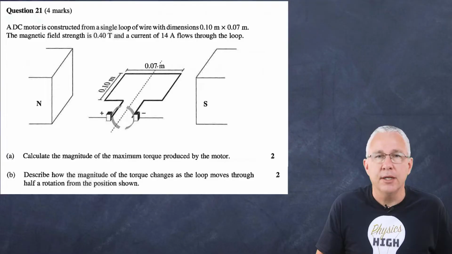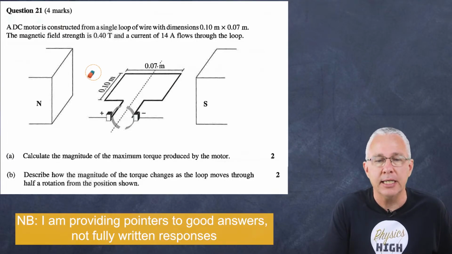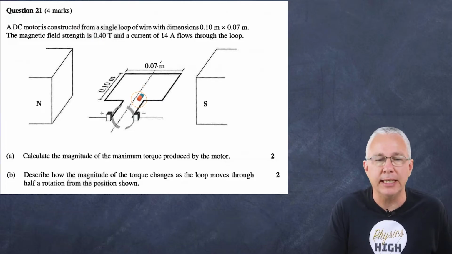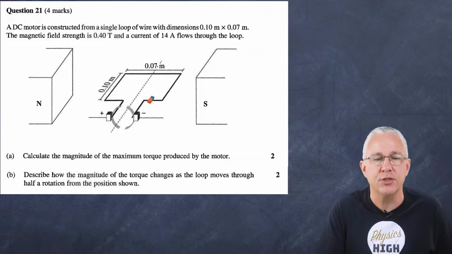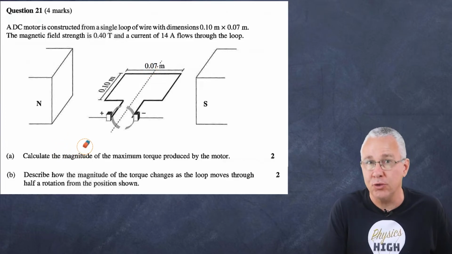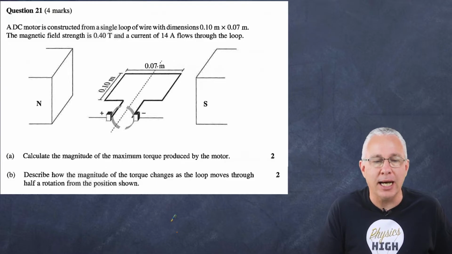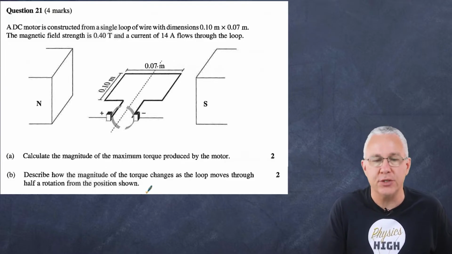Let's get started. Now, first question deals with a DC motor. What we have here is a loop of wire within a magnetic field and of a certain dimensions. And we're asked two things. We're asked to work out the magnitude of the maximum torque produced. And secondly, we are asked to describe how the torque changes as the loop moves half a rotation.